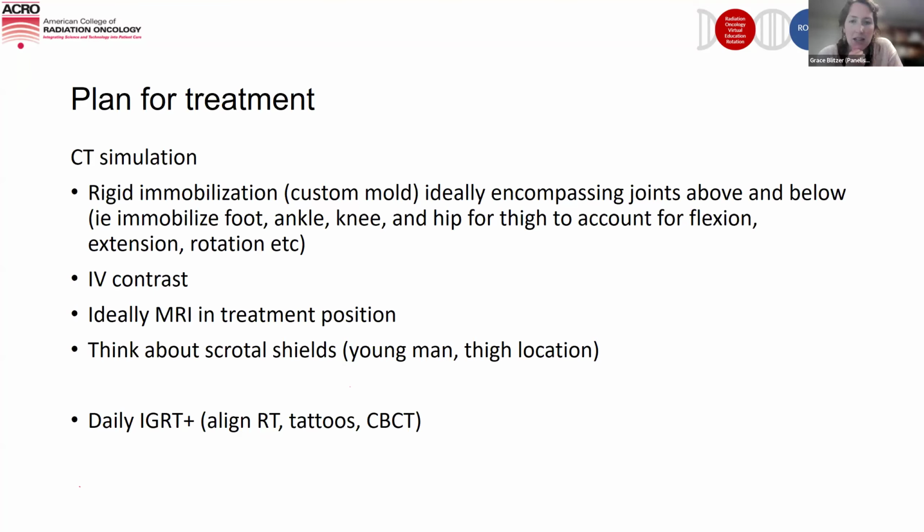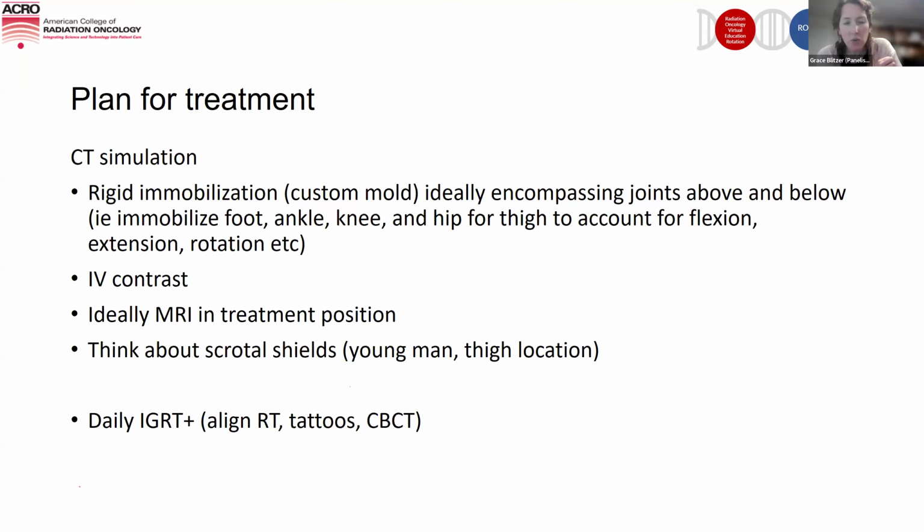And then again, watching that, thinking about IV contrast, you want to, if possible, and this is a good example of institutional practices differing, do MRI in the treatment position. We try and do that, in their mold. We go right from our CT sim to an MR scanner in our department.